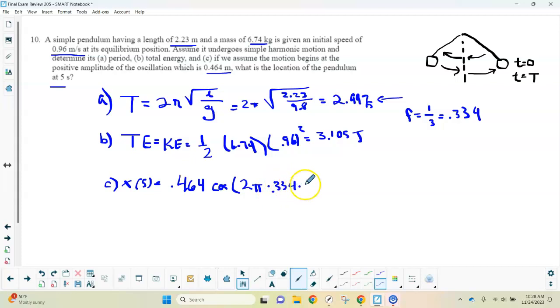And then I need to multiply it by the time that we're evaluating it at. So when you put that in your calculator, you get something like negative 2.235. I'm sorry, I put the decimal point in the wrong spot. So it's still negative, but it's 0.2235. So if I think about this, the positive amplitude is 0.46, this is the negative amplitude, negative 0.46, so it's somewhere in here.